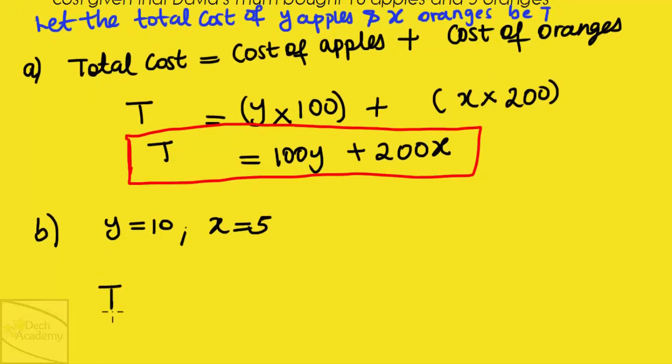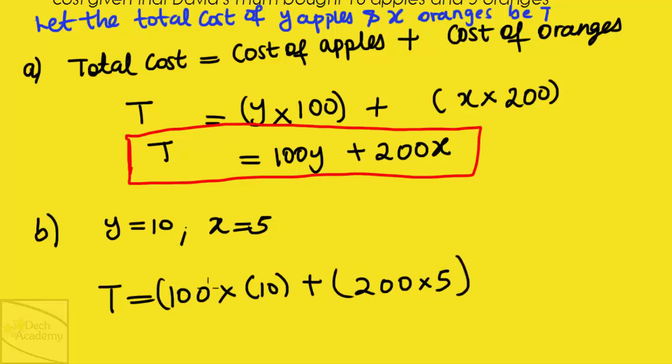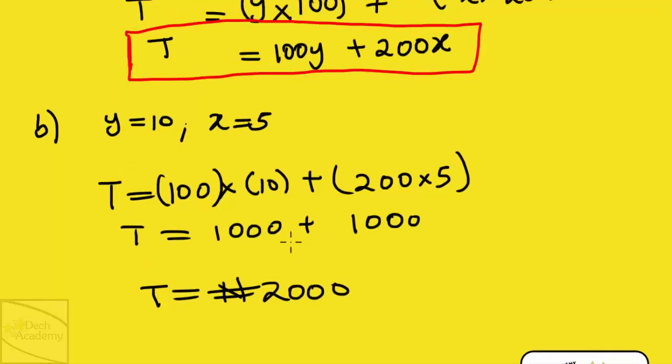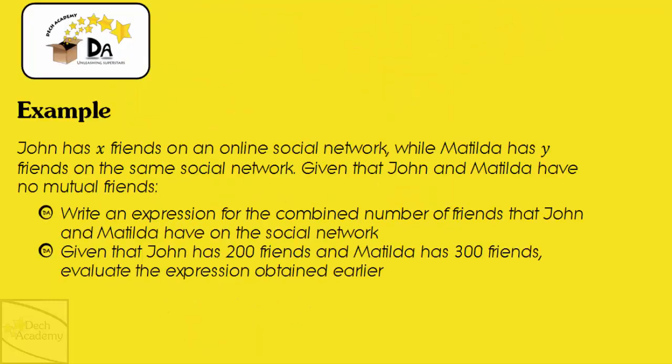What is T? Well, T is 100 times Y, which is 10, plus 200 times X, which is 5, which gives 1,000 plus 200 times 5, which is 1,000. 1,000 plus 1,000 is 2,000. So the total cost is 2,000 naira. And that's all. Here's another example.